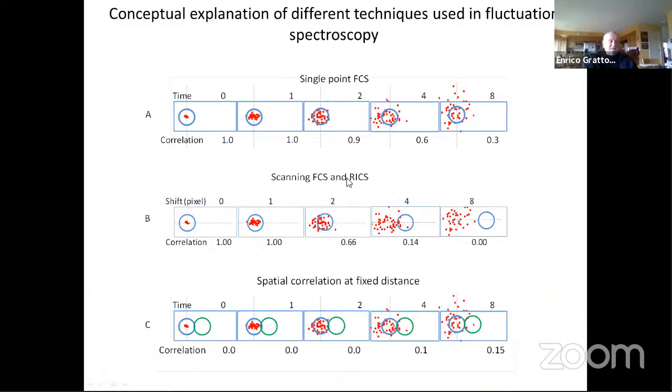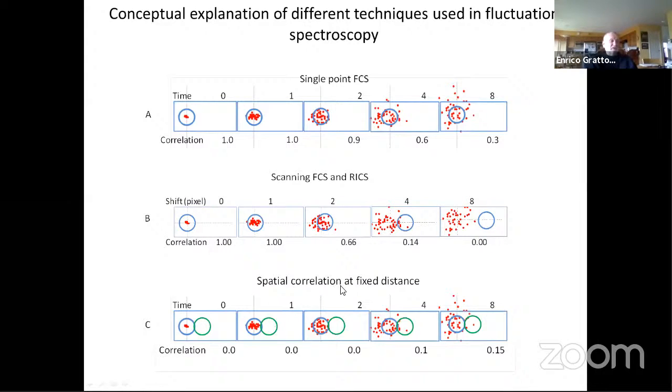Now in scanning FCS or RICS, what we do is that instead of maintaining the point in the same location, we move the point. You see, I am moving the point. By moving the point, two things can happen. Either we move the point very, very slowly, and then it's about the same as point FCS, or we move the point fast, like Susanna was doing. Then we can have individual volumes, and by moving the point, you can still study the distribution. It starts from the same number of molecules, so it's supposed to be the same, but we are scanning the distribution.